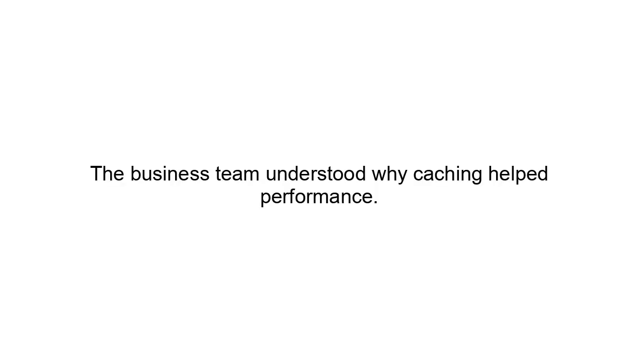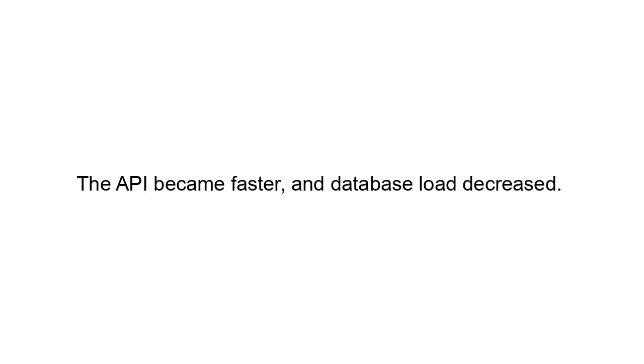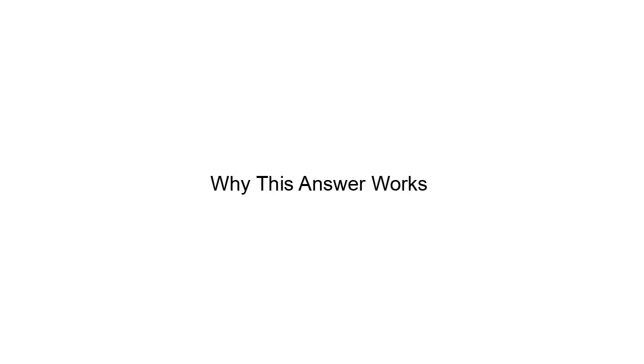Result: The business team understood why caching helped performance. They were comfortable because the refresh rules protected data accuracy. The API became faster and database load decreased. Why this answer works?